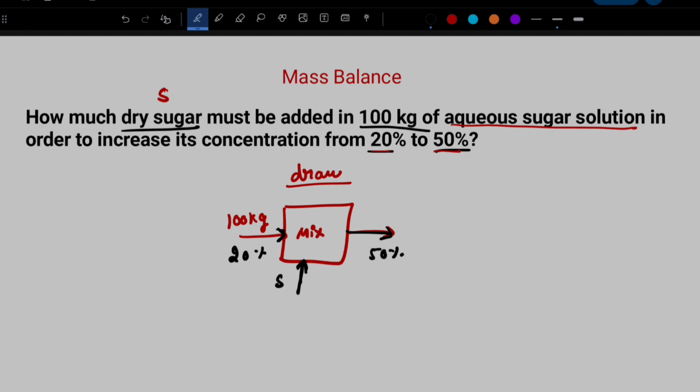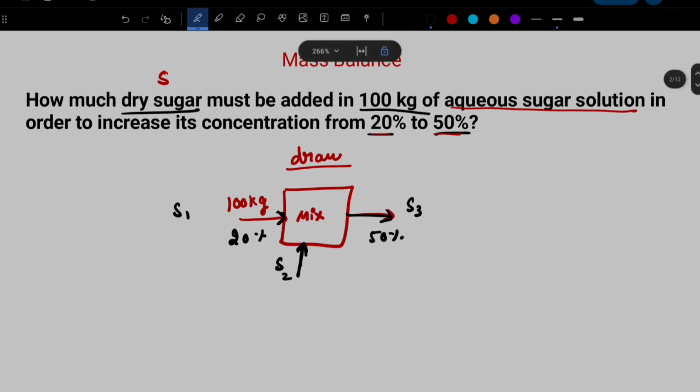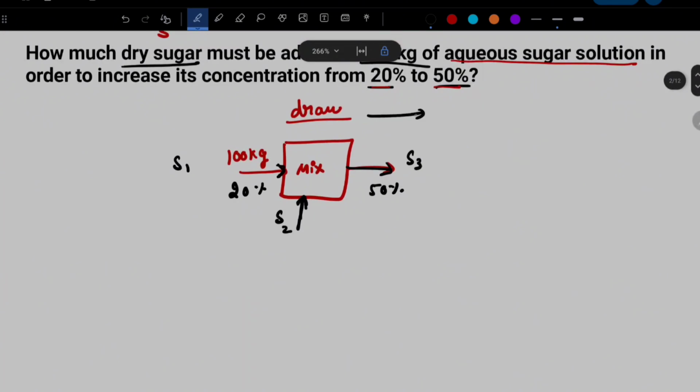So this is the first step of how to solve this. To make this a little easier, I'm going to give names to these three processes. The first one, let me name this S1, the second one S2, and the third one S3. So I'm adding S1 and S2 and mixing, and I'll get S3. This is what I'm getting from the question. So the first step is done.